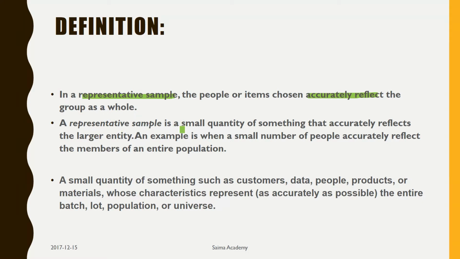A representative sample is a small quantity of something that accurately reflects the larger entity. An example is when a small number of people accurately reflect the members of an entire population. A small quantity of something such as customers, data, people, products, or materials whose characteristics represent as accurately as possible. See, the focus is on as accurately as possible the entire bag, lot, population, or universe.